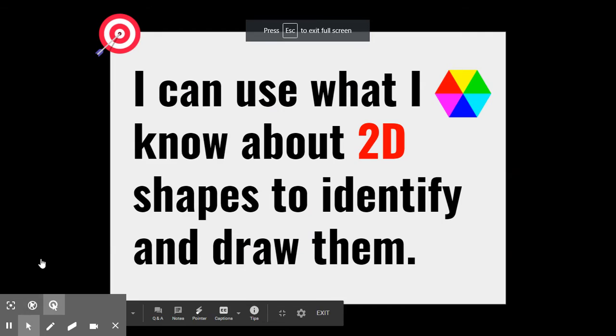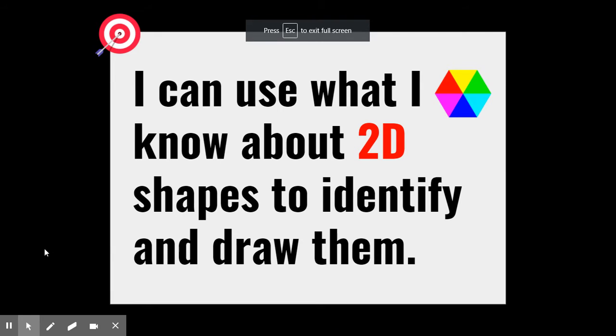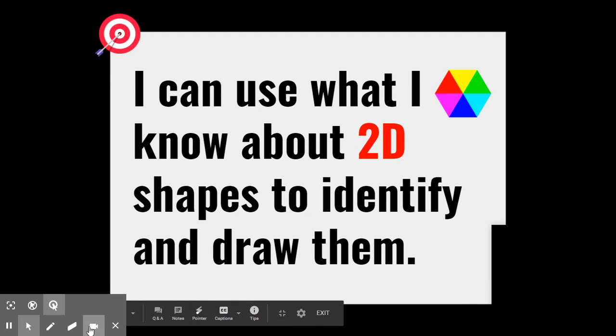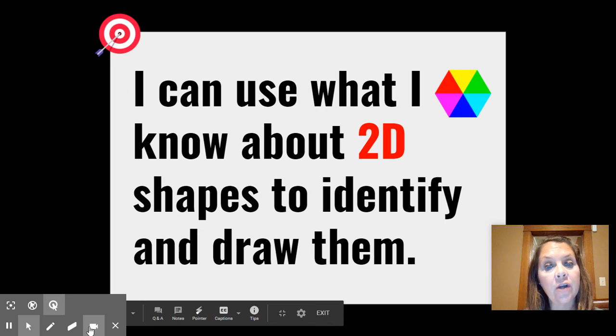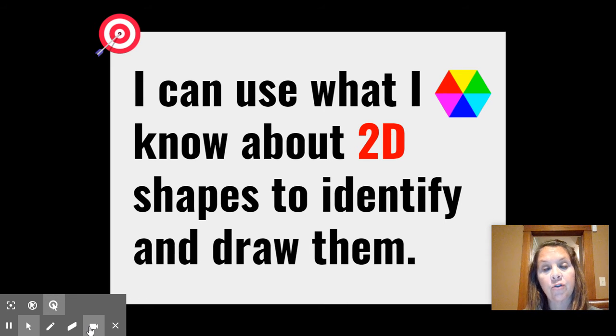Okay, way to go. So our learning target for today, because all good lessons start with a learning target that will tell you exactly what you're aiming for, says this: I can use what I know about 2D shapes to identify and draw them.